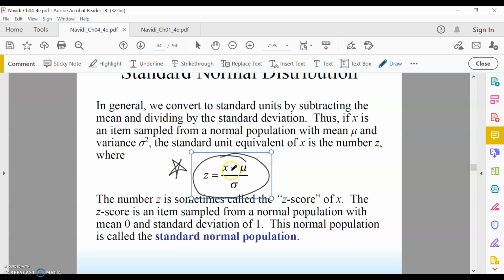So you take the original value, which I call the score. I'll usually just say these words: the score minus the mean over the standard deviation. I'll usually say it in those words.